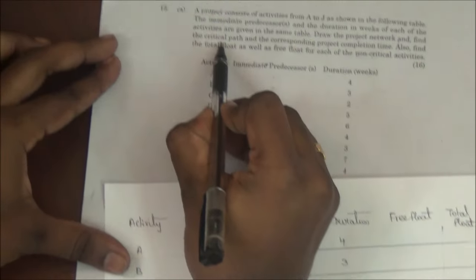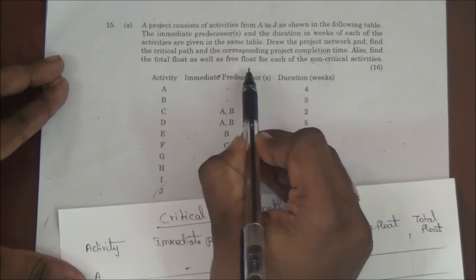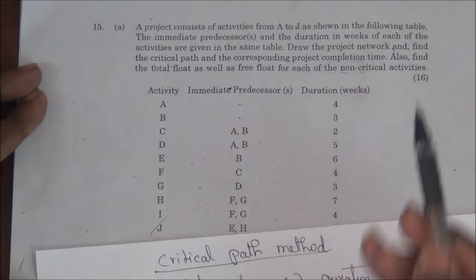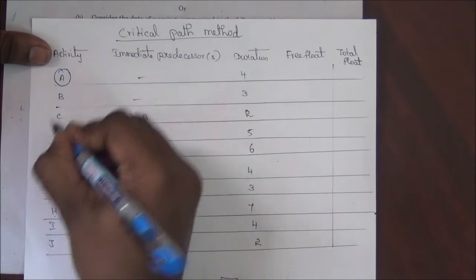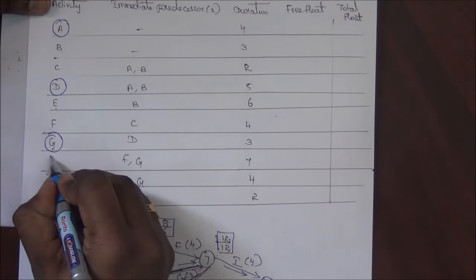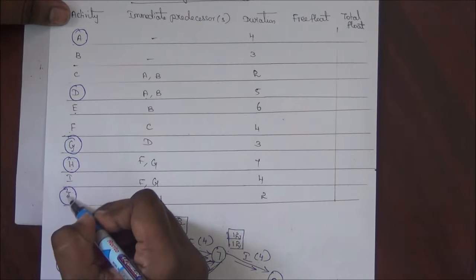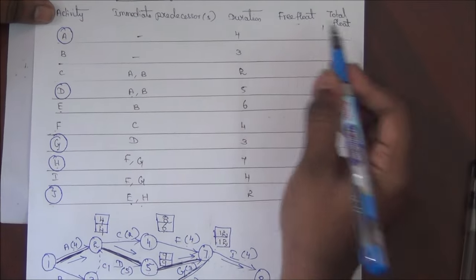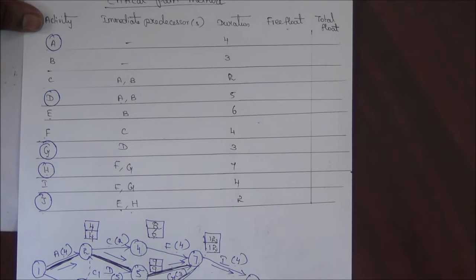We have calculated the critical path of the project network as well as the project completion time. Now we have to calculate the total float as well as the free float for the non-critical activities. We already know that the critical activities are A, D, G, H as well as J. So for all these critical activities, the free float as well as the total float is 0. Otherwise, if we want, we can also calculate using the formula.